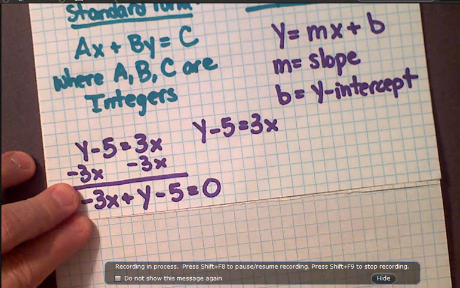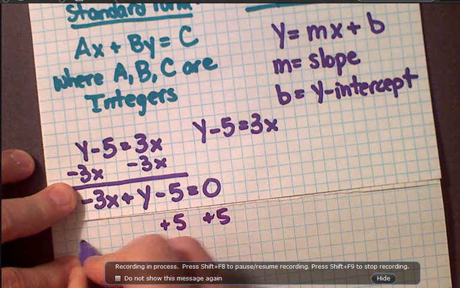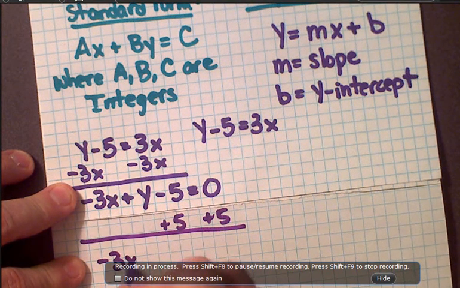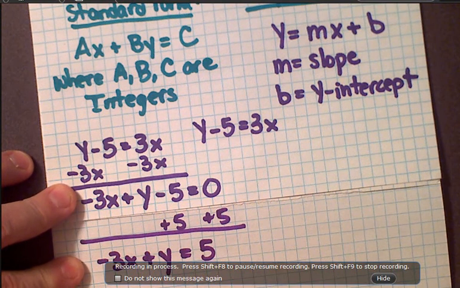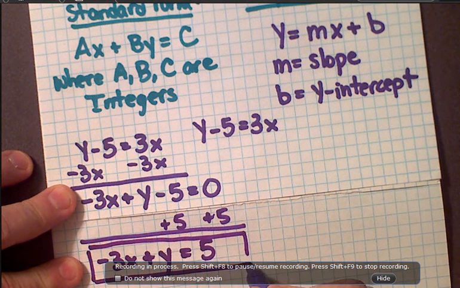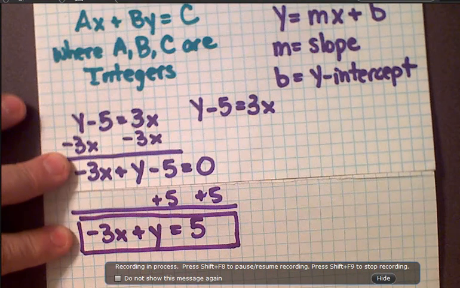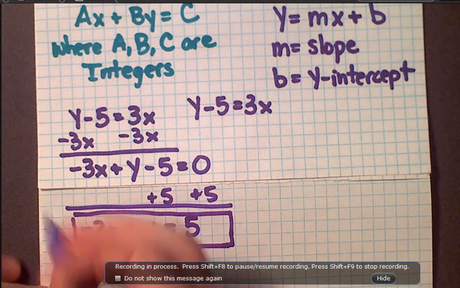It would look something like this, plus 5, which will give me minus 3x plus y is equal to 5. And that would be the equation of my given line in standard form. So that would be my answer for A.